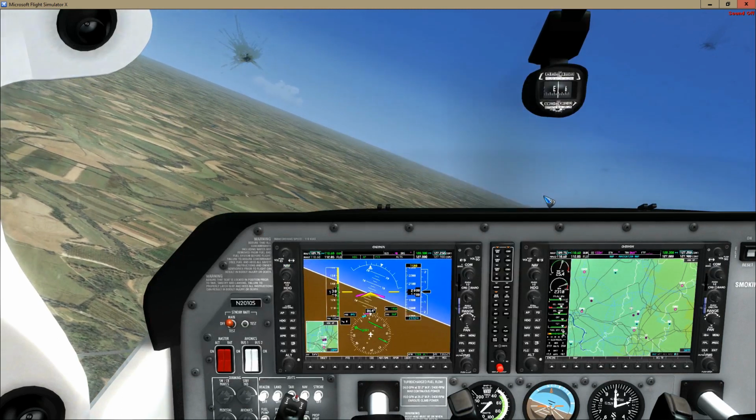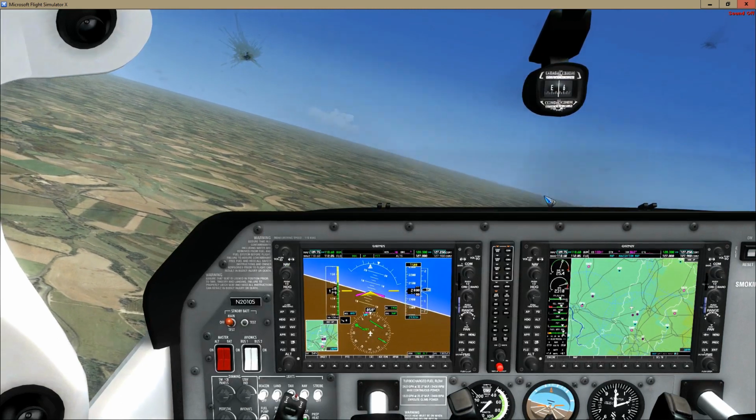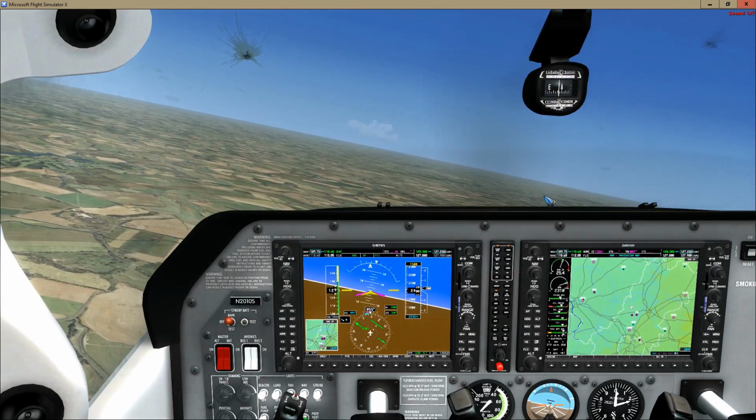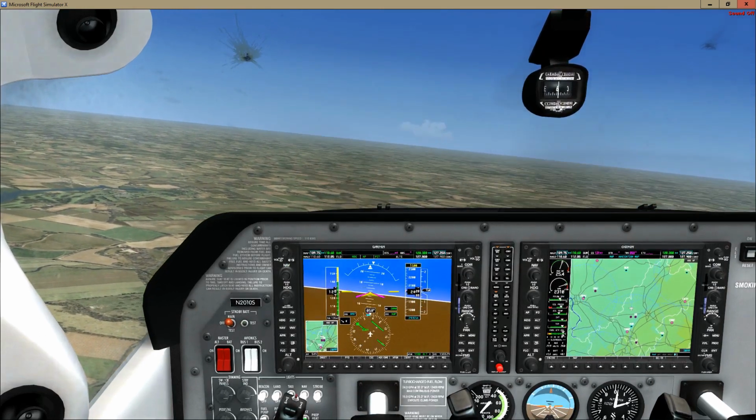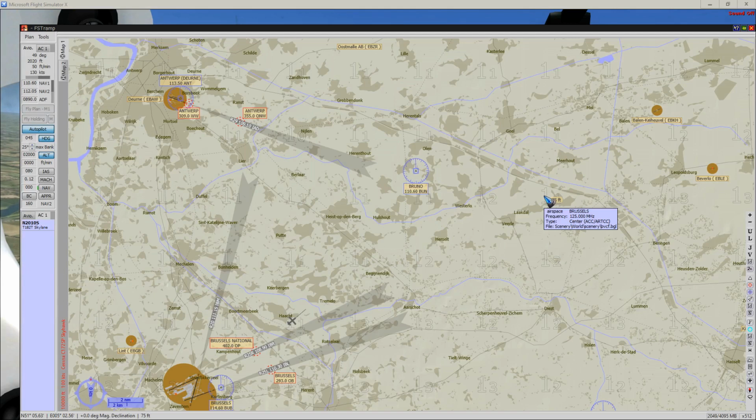Well, let's have a look out of the window, and yeah, the banking has stopped right now, so we can have a look at the map and see what we have accomplished. Well, here we are. Our heading now is 45 degrees, and that is the perfect intercept of the 0 radial of the Bruno VOR.